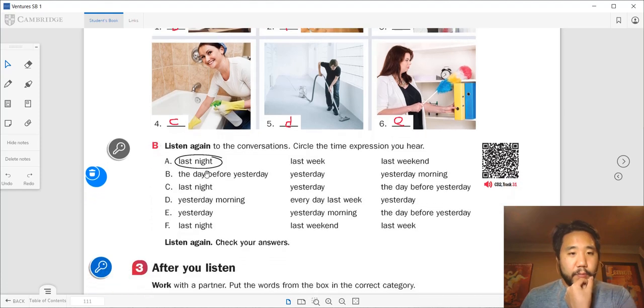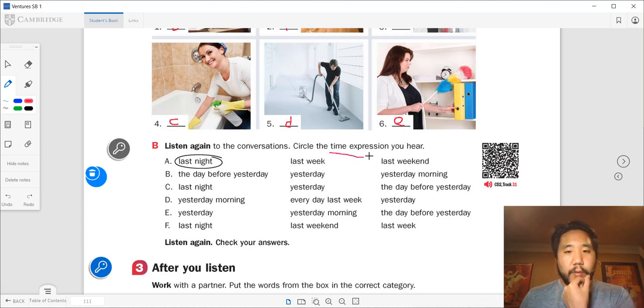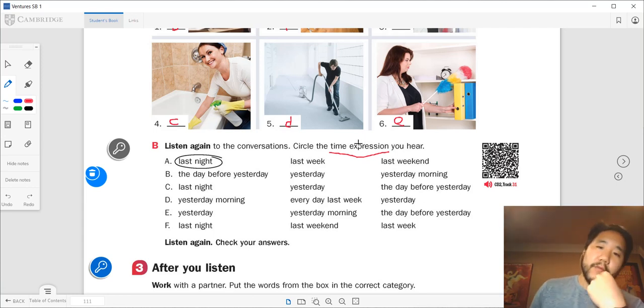And 2B, listen again to the conversation. Circle the time expression you hear. Time expression. So you remember we learned about prepositions of time. We talked about Monday through Friday, or Monday through Sunday, sorry. Month, past, present, future, periods, years. You know, all those different prepositions of time. Here, it's a little bit different, but we're going to circle the time expression.